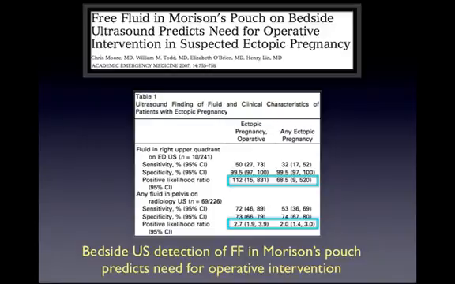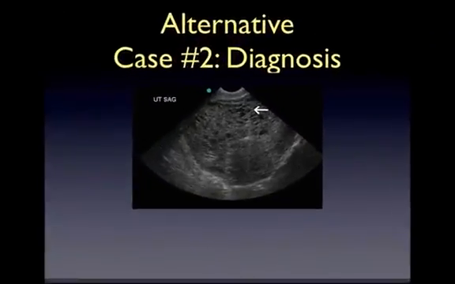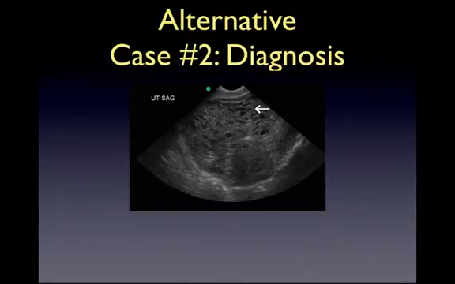This study of evaluating the right upper quadrant as well as the pelvic structure took an average of 4 minutes and 27 seconds to complete in the emergency room. The take-home message from the study suggests that free fluid in Morrison's pouch is able to rapidly identify and predict the need for operative intervention.